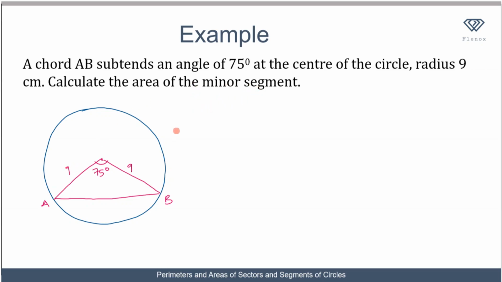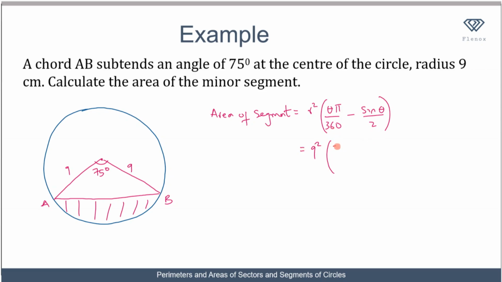From our former derivation, what I'm interested in is this segment over here. I've written that the area of the segment is given as r squared into the bracket theta pi over 360 minus sine theta over 2. So what does that become? That becomes 9 squared into the bracket, where theta in this case is 75, and pi is 3.142, over 360, then minus sine of 75 over 2. Now 9 squared gives me 81.